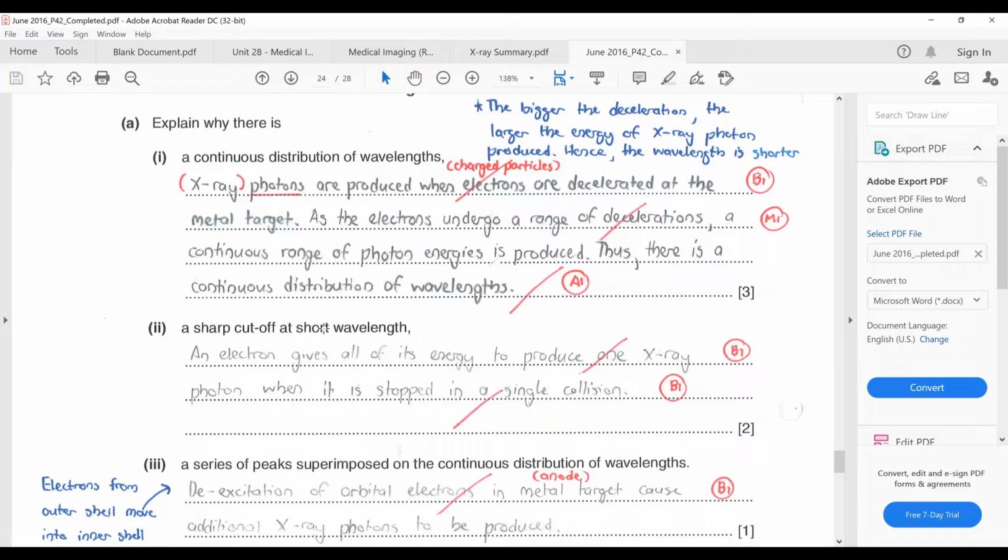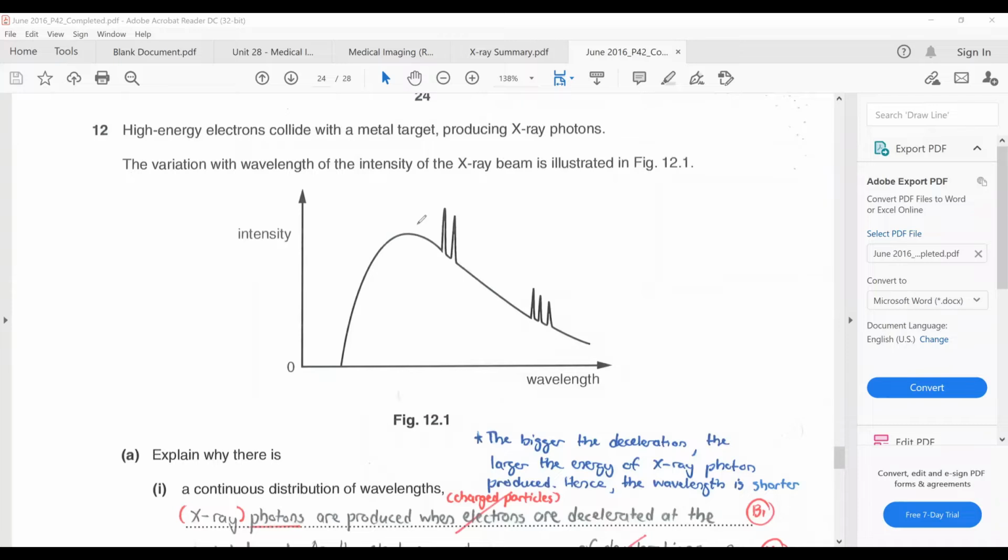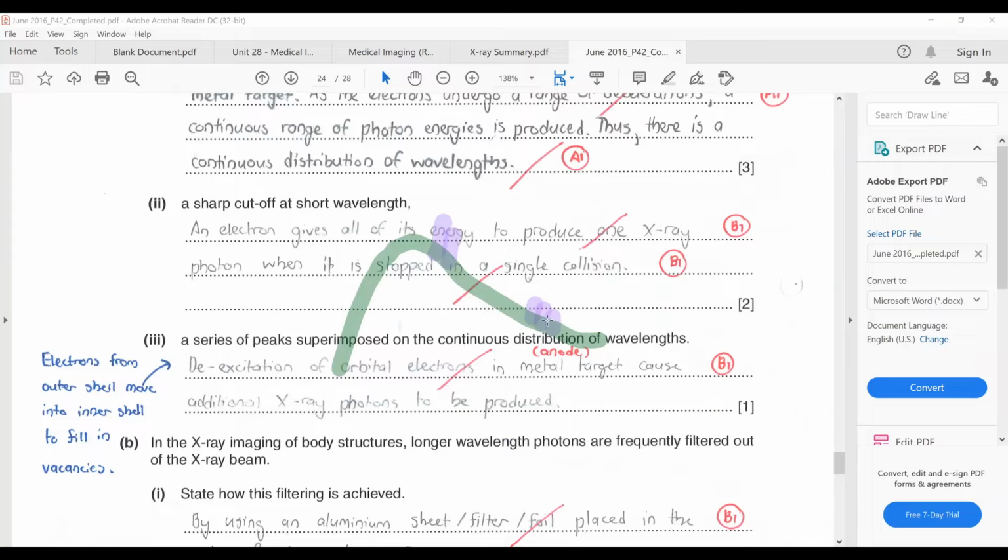They ask you, why is there a series of peaks superimposed on a continuous distribution of wavelengths? The peaks that they're talking about here being superimposed on a continuous distribution of wavelength is talking about this one. Why are there peaks that are combined with the continuous distribution of wavelength here, which was this one? This is your continuous distribution of wavelength. Why is there peaks combined there? Why are there peaks superimposed there?